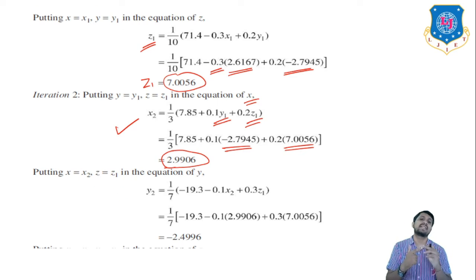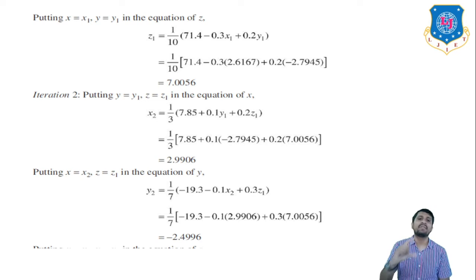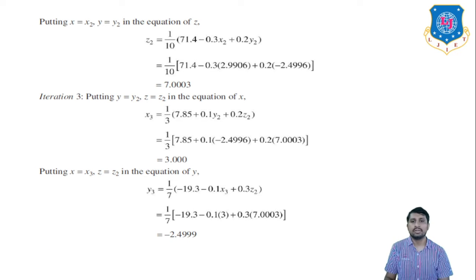Putting x equal to x2, z equal to z1. Now you have the second approximation x2. So when you find y2, you have to use x2. So minus 19.3 minus 0.1 x2 plus 0.3 z1. Instead of x2 just put 2.9906, and z1 is already here, 7.0056. So you will get minus 2.4996. Clear? Now you have x2 and y2 both, so you can use them to find the second approximation of z2.